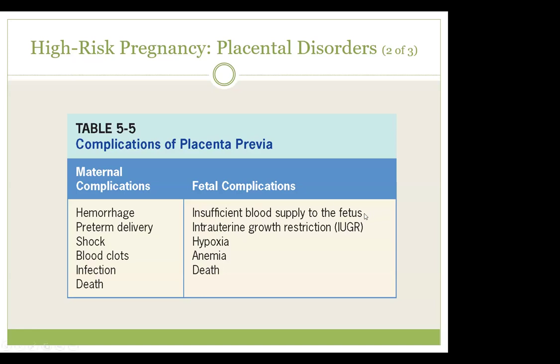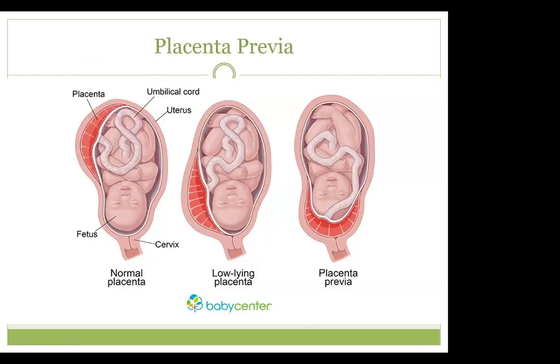So insufficient blood supply to the fetus, intrauterine growth retardation or restriction, which means they're not getting the nutrients they need, not getting the oxygen they need. Hypoxia could cause anemia and it could cause fetal death. So all these things are complications of placenta previa.